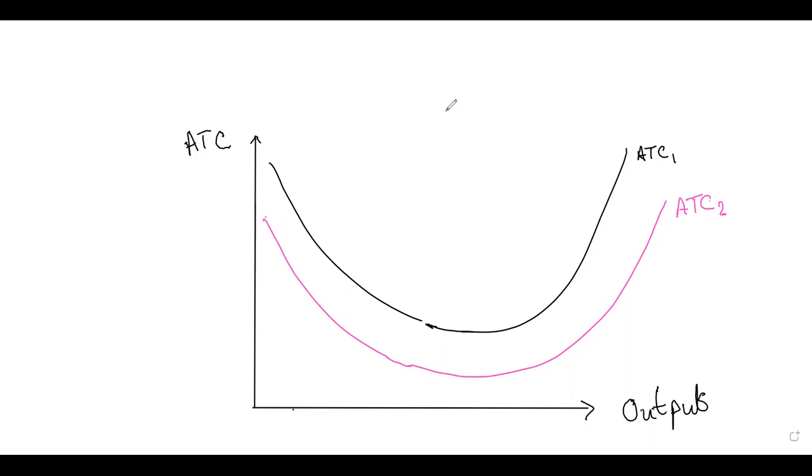why are there multiple ATC curves on a graph? If you remember, I did tell you that there could be an unlimited amount of indifference curves. Similarly, students, there could be an unlimited amount of ATC curves. Yes or no? So think about this. Why is that the case?